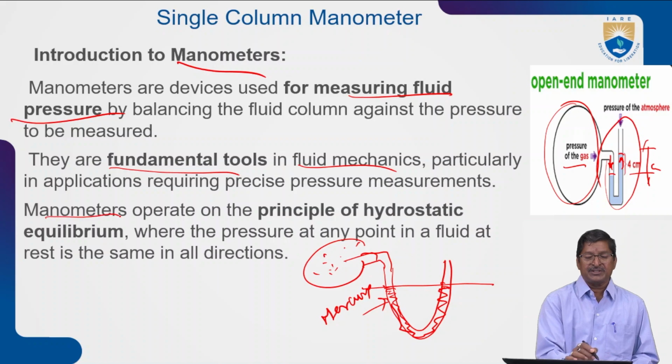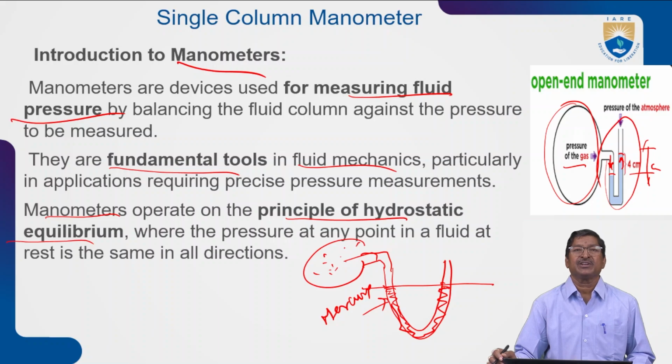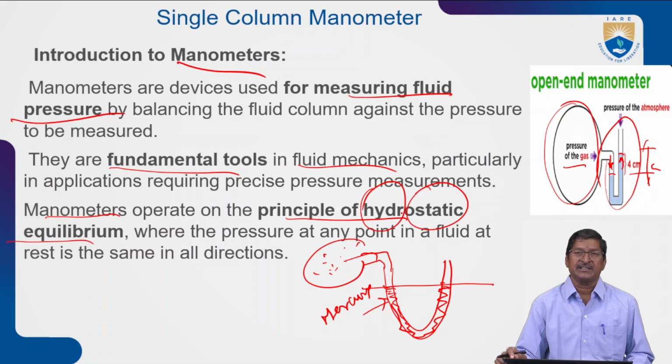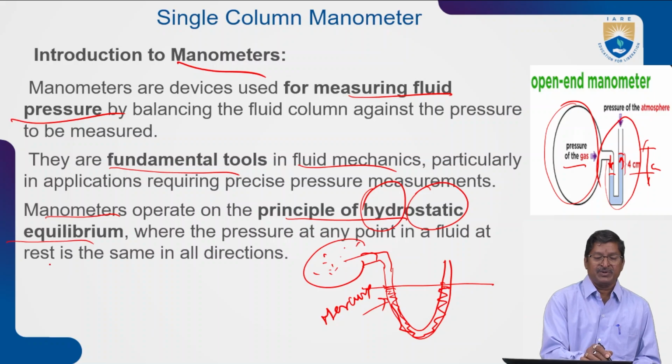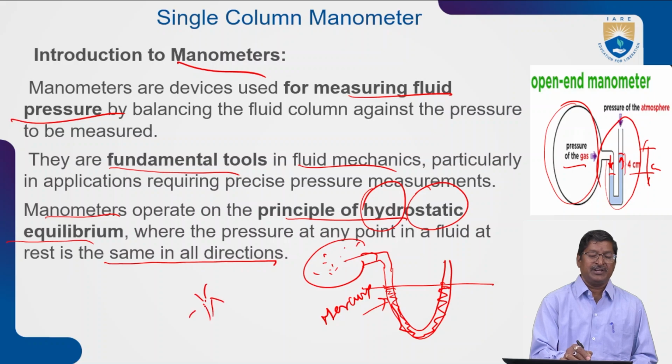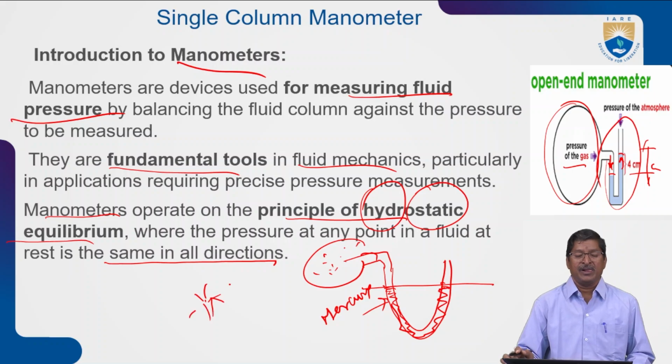How do these manometers operate? By the principle of hydrostatic equilibrium. Hydro means water and static means at rest. That means if the fluid is not flowing, whenever it is at rest, it will have an equilibrium condition. That is the principle of the manometer: the pressure is the same in all directions. If you take any point, whenever the fluid is at rest, the pressure will be the same in all directions. So the principle of the manometer is hydrostatic equilibrium.